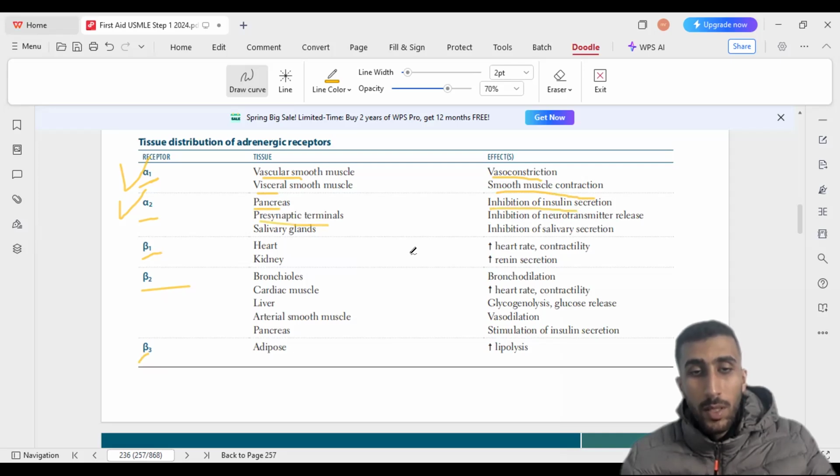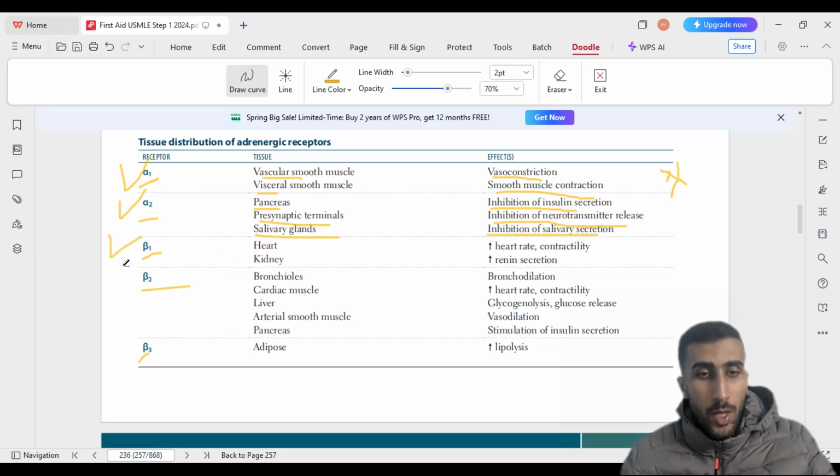It is also on the presynaptic terminal, so it's part of a feedback mechanism. We have the synaptic space between them, and the presynaptic terminal has an alpha 2 receptor, which is gonna inhibit neurotransmitter release. So remember, as a rule of thumb, alpha 2 is inhibitory. On the pancreas, inhibition of insulin release; they are found on the presynaptic terminals, so it's gonna inhibit neurotransmitter release. The salivary gland also is gonna have inhibition of salivary secretion. In the sympathetic system, fight or flight, there's no time for salivation.